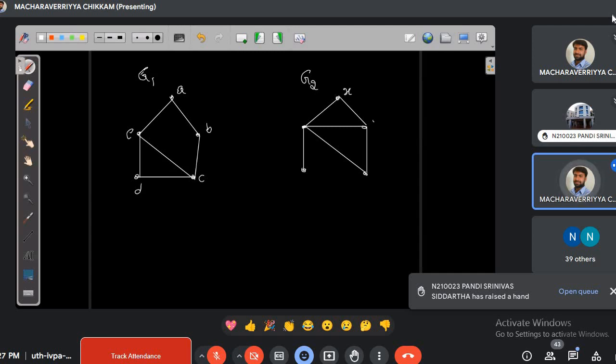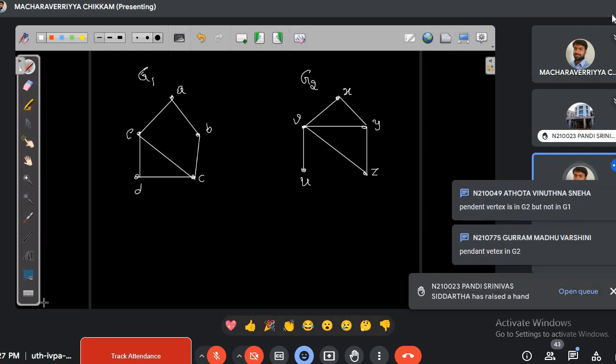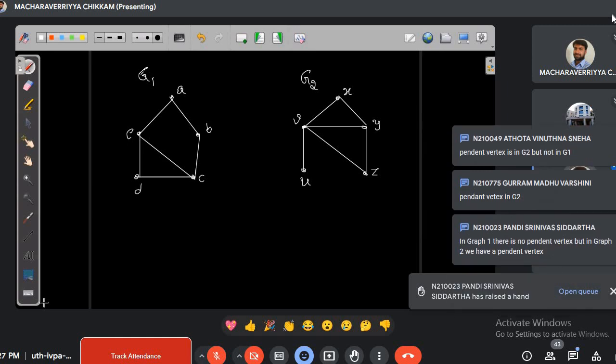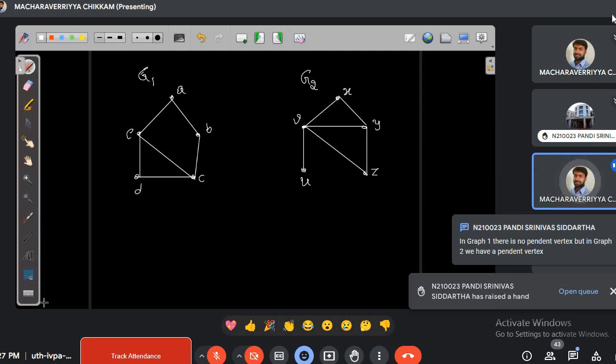So here let me name it like X, Y, Z, U, V. Okay. So now, tell me. It has 5 vertices. That also has 5 vertices. Number of edges are same. Yeah, G2 has a pendant vertex. G2 has a pendant vertex, whereas G1 is not having a pendant vertex.